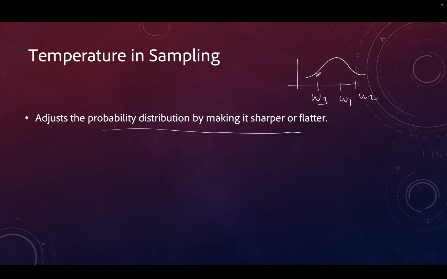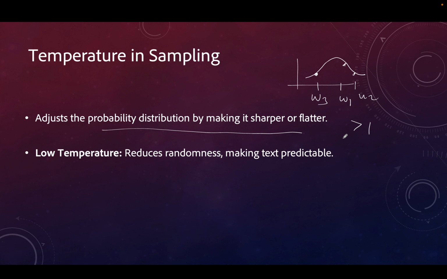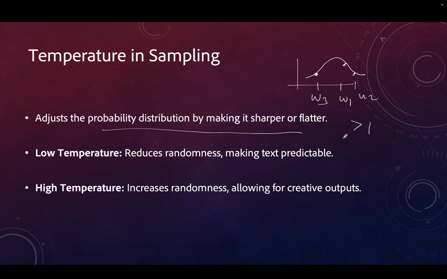So if temperature is greater than 1, then it will introduce high randomness, and it will flatten the distribution. And if it's less than 1, between 0 and 1, it will reduce the randomness, and if it's equal to 0, it will become the same as greedy. So you will pick the highest probability.